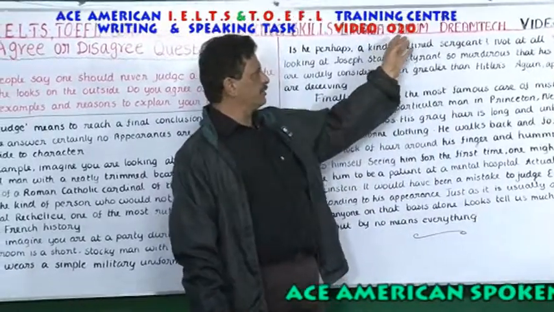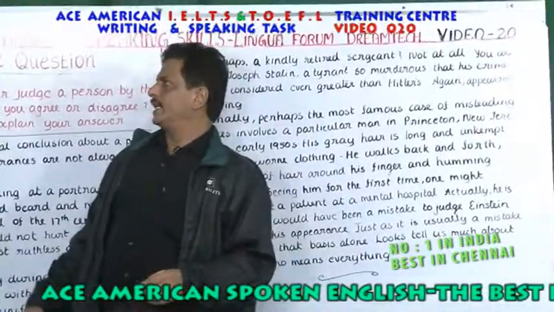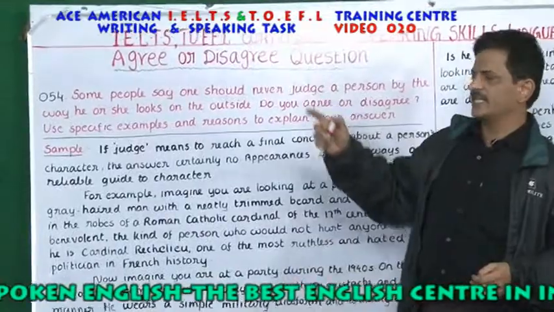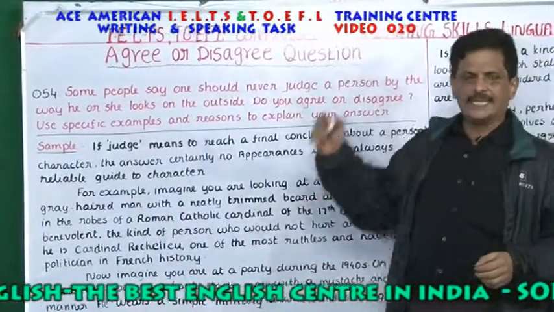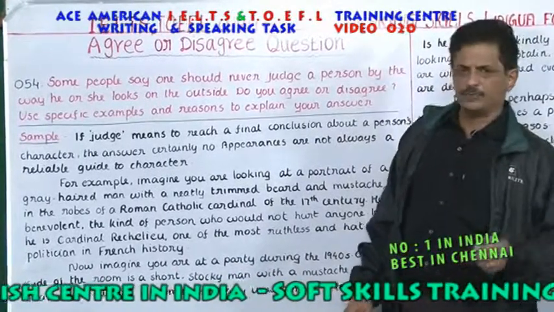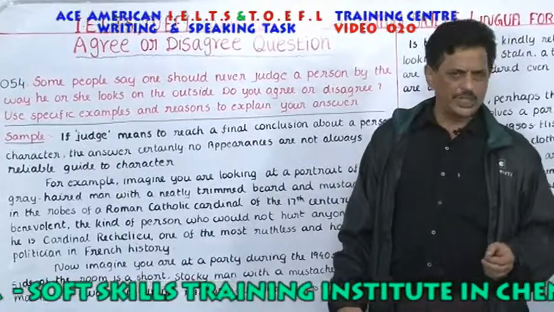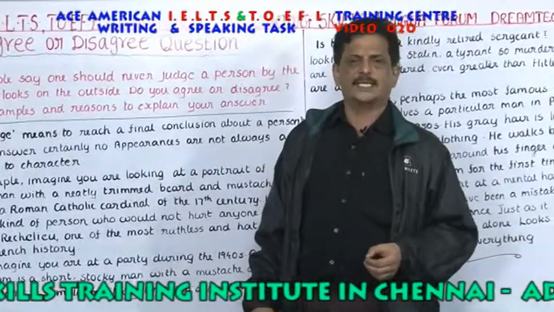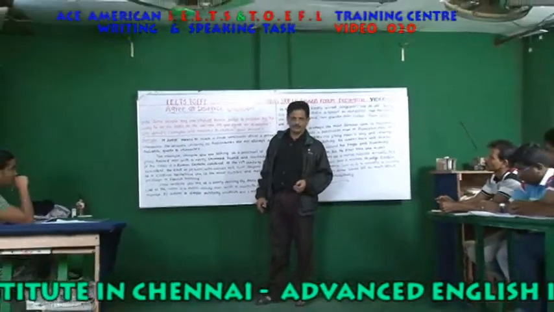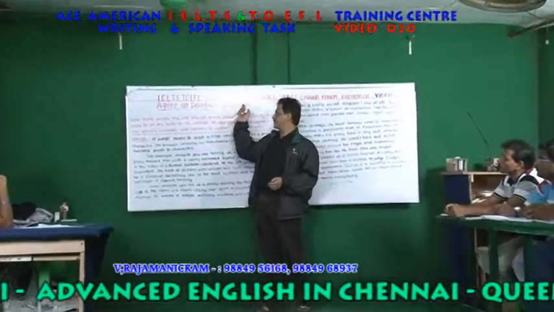We have come here to the Lingua Forum Essays, a Dream Tech video number 20. Here, IELTS, the International English Language Testing System, and TOEFL, the Test of English as a Foreign Language, have writing and speaking tasks. In Task 2 of IELTS and TOEFL, you have to write almost 250 to 260 words. And in the speaking task, in Task 2, they'll be asking you to speak about a topic for 2 minutes. So these types of questions, like agree or disagree questions, will come.